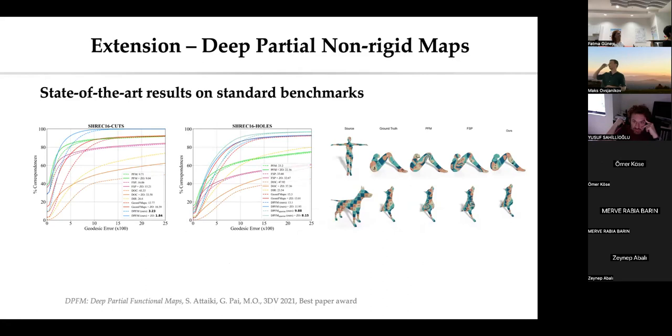Okay, and so again, skipping some technical details, we performed comparison to many different techniques. But one thing I want to mention is that, let's say we achieved the best results at the time, but there's a huge gap between what is possible for partial shapes and what is possible for complete shapes. At least maybe double the error that we get. But this is not just for us, it's for any method. So there's a huge room for improvement.